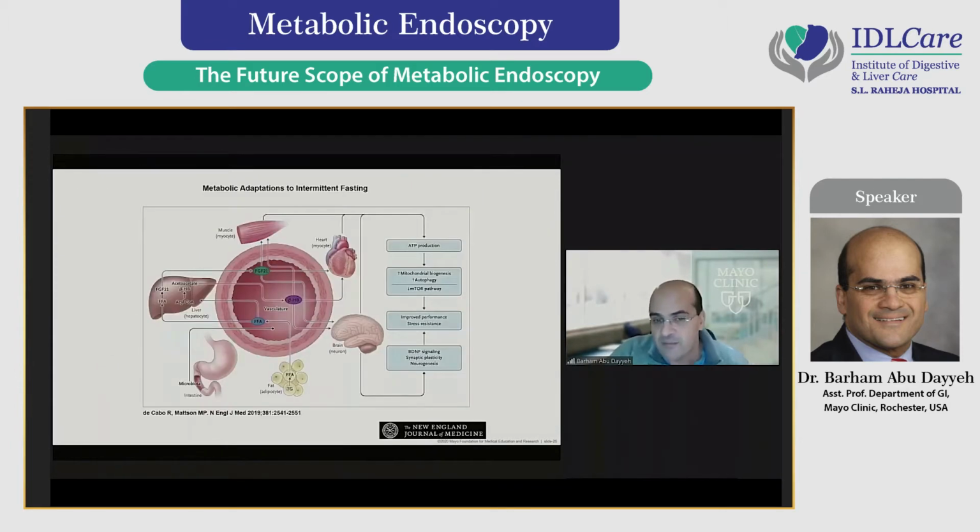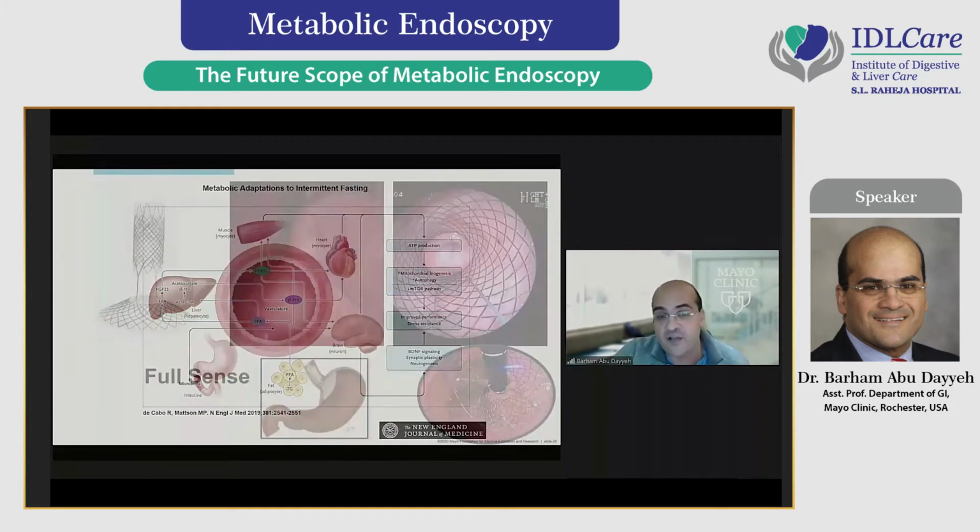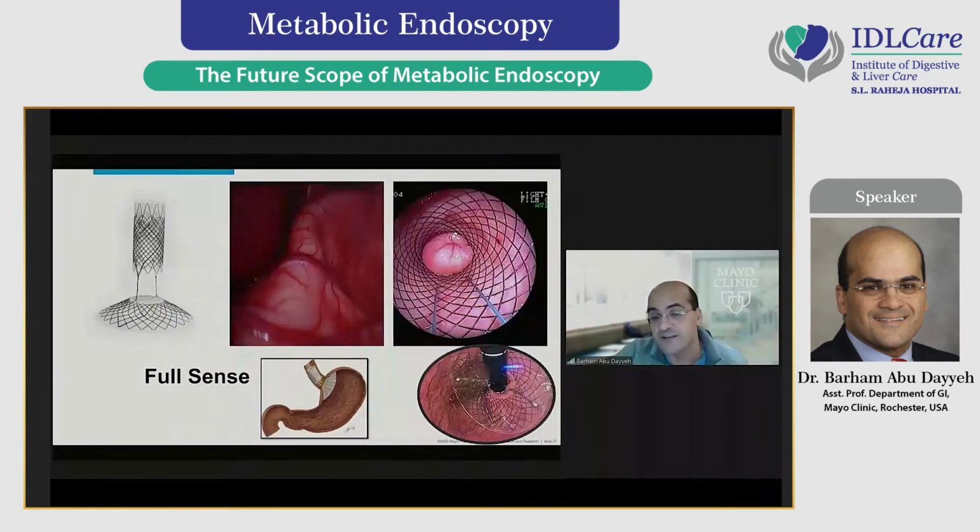This was recently published in the New England Journal of Medicine and shows the multiple metabolic adaptations to intermittent fasting. But the problem with intermittent fasting is it's hard to implement, because in one method, you need to be fasting for 20 hours and then eat for 4 hours, but patients find it hard to fast for 20 hours. And one of the developments is the FullSense device, which we've been investigating with our colleagues at AIG, Dr. Kalapala and Dr. Reddy. And this device is agnostic to food.